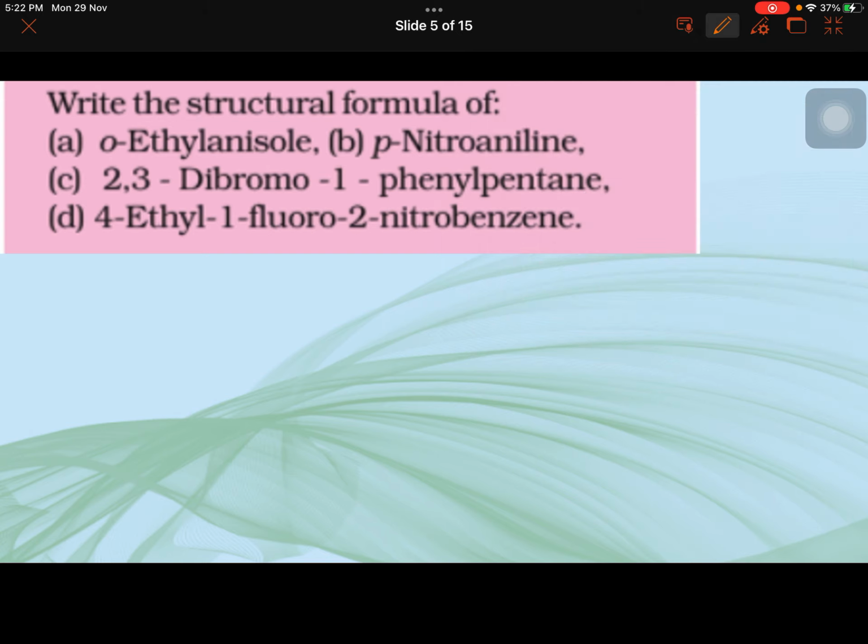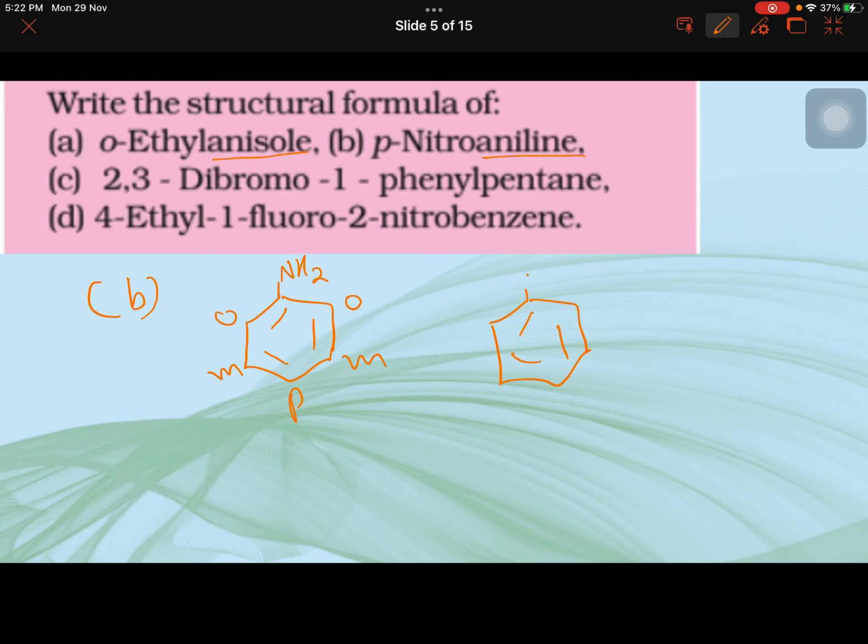Let's try the B part. Para-nitroaniline. Now whatever is there in the end, that is the parent compound. Draw that first. Aniline is benzene with NH2. Ortho positions, meta positions, para position. So I have to put nitro at para. This is aniline and this is nitro, NO2. Done. This is for the B part.